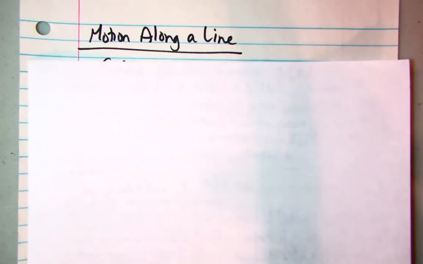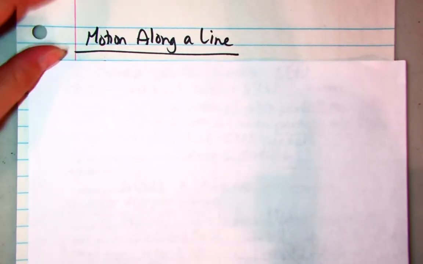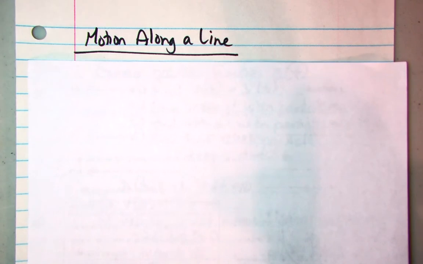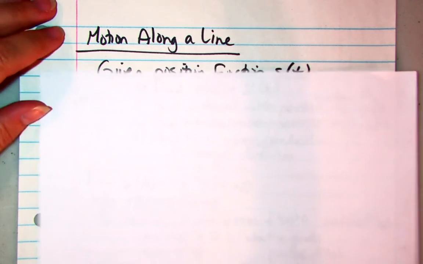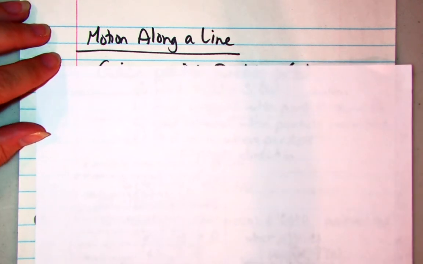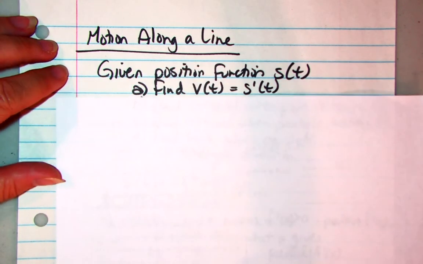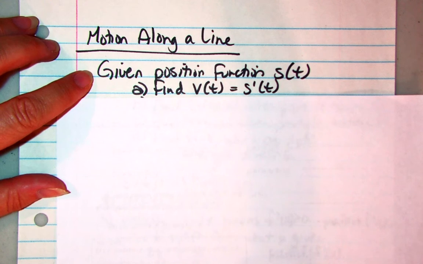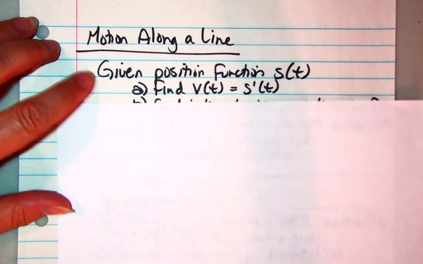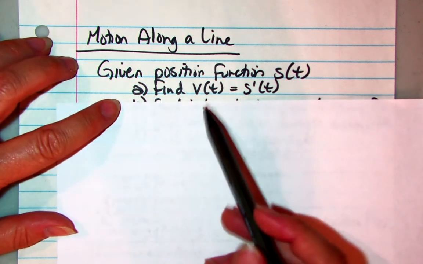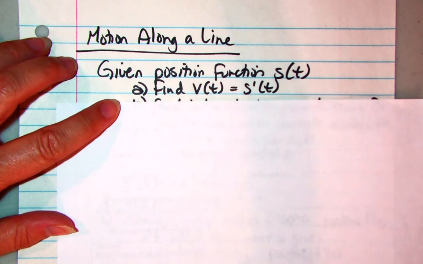I'm going to switch gears, talk about our bug. Our bug didn't go anywhere. It's going to come up here again, and this is going to feel like all the same stuff, which is okay. Motion along a line. Well, given a position function, s of t, I can find that with the velocity function. How? By taking the first derivative.